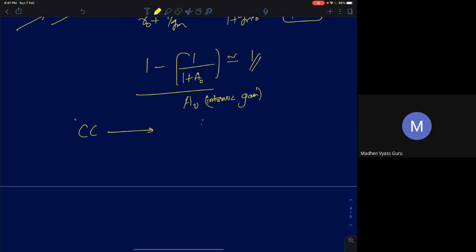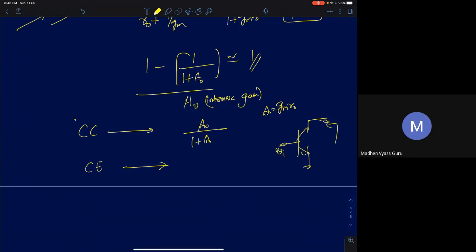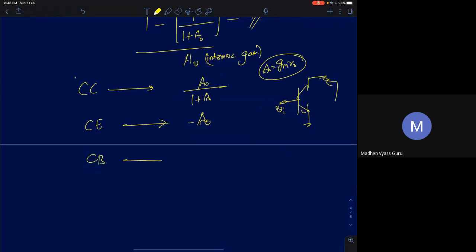The intrinsic gain for common collector is A naught by 1 plus A naught, A naught here being gm r naught. For common emitter, what is the intrinsic gain? Maximum attainable gain, minus gm r naught, right? For a common emitter at ground, you're looking at the collector. If you apply voltage Vi, you will get minus gm r naught, so it will be minus A naught, A naught being gm into r naught. And for common base configuration, the maximum attainable gain is 1 plus A naught, 1 plus gm r naught. Okay, so that's the intrinsic gain of each of these stages.